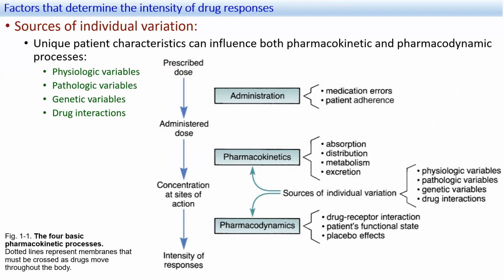Now, sources of individual variation. We slid over some of these, or probably highlighted some of these elements in the previous slides. So unique patient characteristics can influence both pharmacokinetics and pharmacodynamics, both processes. The four major factors are the physiologic, pathologic, genetic, and the drug interaction.